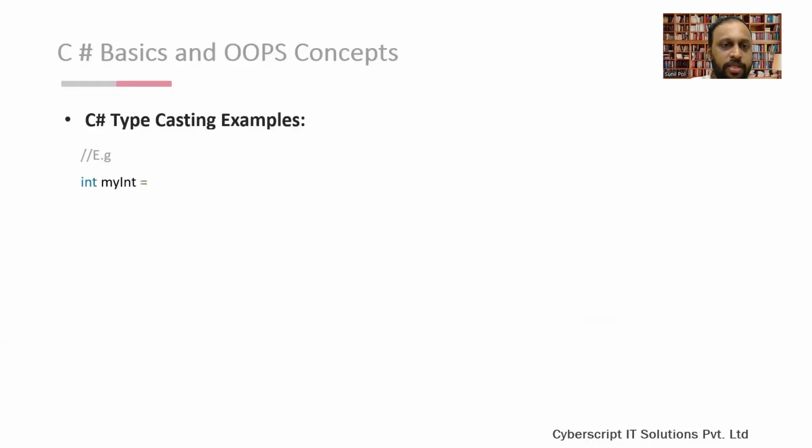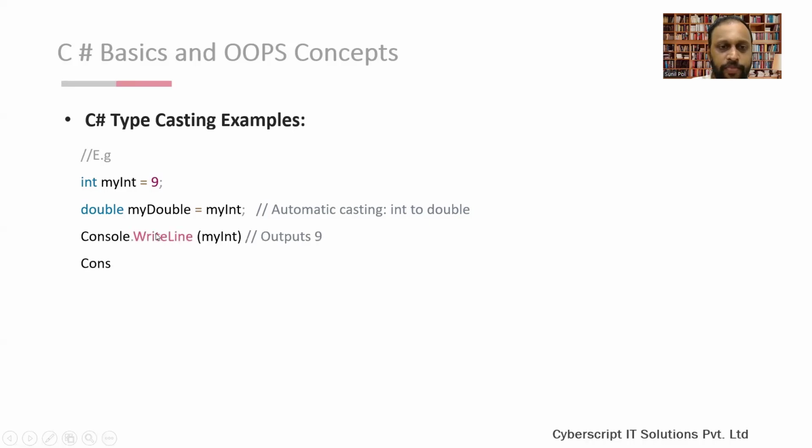So let's understand with this example. Here we have declared one variable myInt and the data type is integer. Now we are assigning myInt to myDouble. So the myDouble variable is a double data type. So it will be taken care of by the compiler only. It is an automatic casting done by the compiler only. So the myInt value is assigned to myDouble. It is possible because the integer data size is smaller than the double data size in memory. So here with the help of Console.WriteLine, we are displaying the value of myInt as well as myDouble, that is nothing but 9.